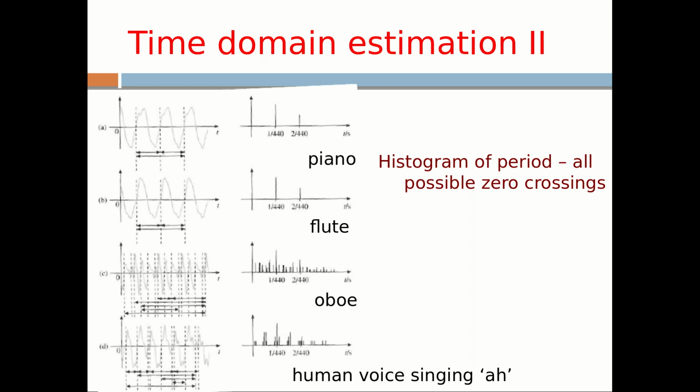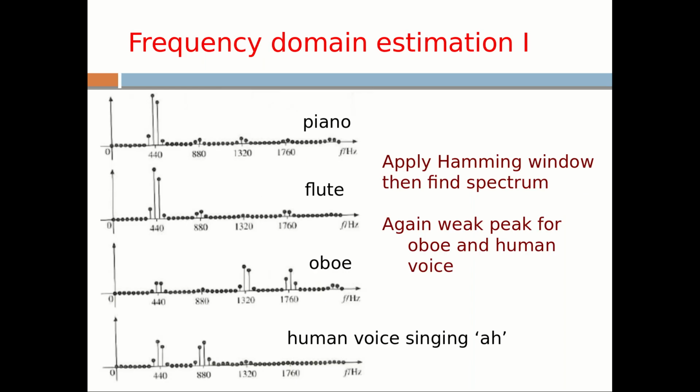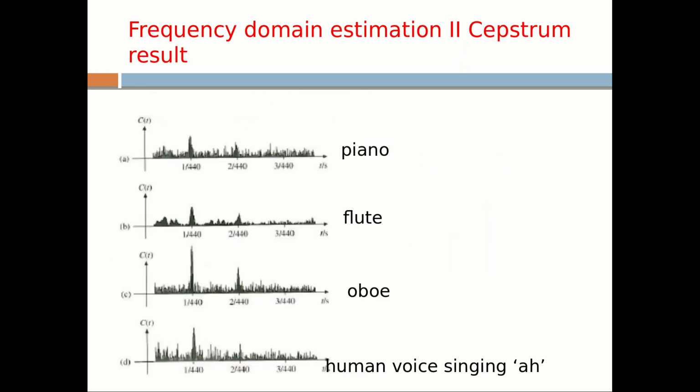Now, let's try to do the same thing in the frequency domain. One method we could use would be to apply a Hamming window and then find the spectrum. Again, we see here that we get good results for the first two, but the results for the third and fourth are bad. To improve on this, in the frequency domain, what we use is the subspectrum method. On using the subspectrum method, we get good results for all four musical notes.